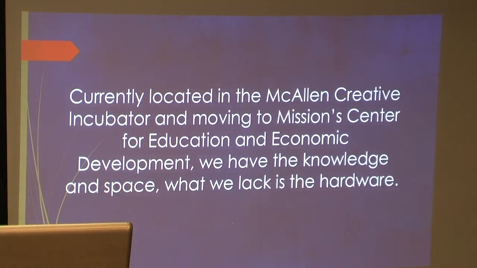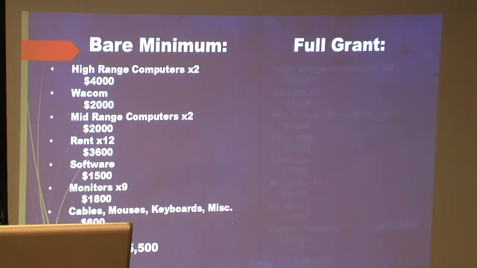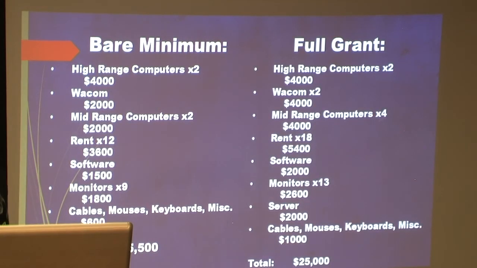Currently we're located here at McAllen Creative Incubator and moving to Mission Center for Education and Economics Development. So we have the knowledge and we have the space, but we lack the hardware. This is why we were asking for the grant. If they give us at least the 15,000, we're going to be able to house 2 interns with us at our studio. But if we get the full 25,000, we're going to be able to house 4 more. This number is actually 2 more to each one because right now we have our computers. So when we get the grant, we're going to get new computers, and we have 2 extra ones already. So it's actually 4 and 6.